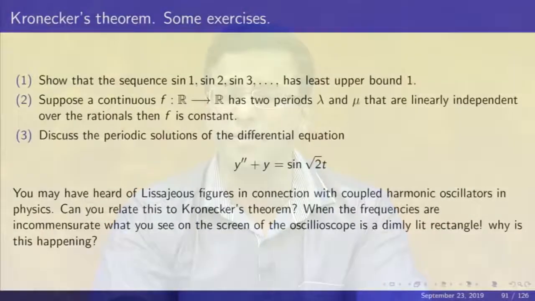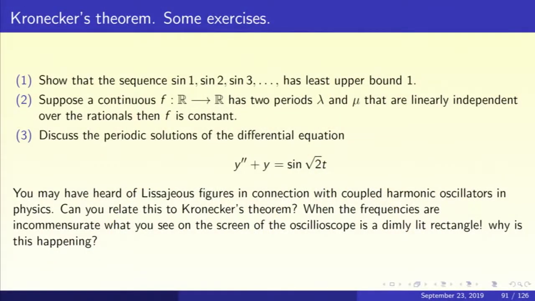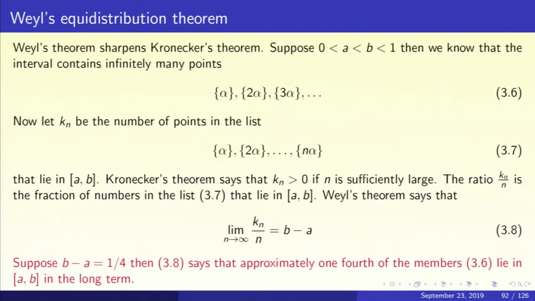What we want to do is to sharpen Kronecker's theorem significantly. In this slide, you see some exercises that I indicated which are related to Kronecker's theorem. I briefly discussed this last time, and so I'll skip this right now and move on to the promised sharpening, which is due to Hermann Weyl. It's called Weyl's equidistribution theorem. So what does Weyl's theorem say?